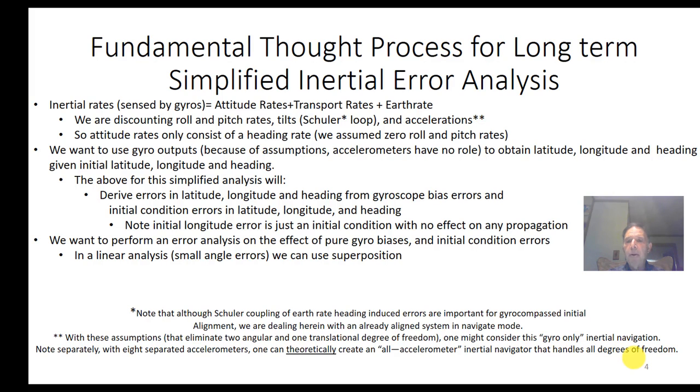We want to use the gyro outputs to eventually obtain latitude, longitude, and heading given initial latitude, longitude, and heading. Essentially, our task is to derive errors in latitude, longitude, and heading from gyroscope bias errors and initial condition errors in latitude, longitude, and heading. Note that the initial longitude error is just an initial condition with no subsequent effect on any propagation.